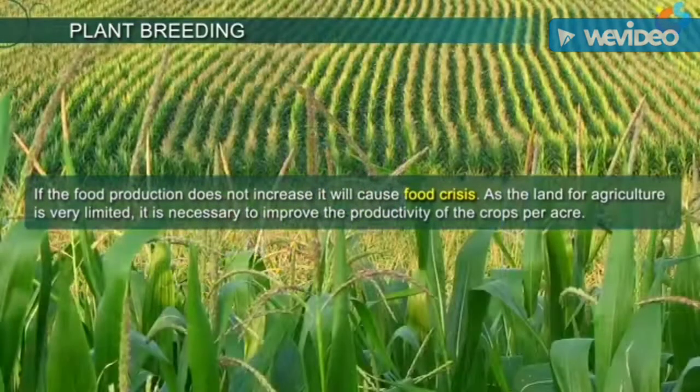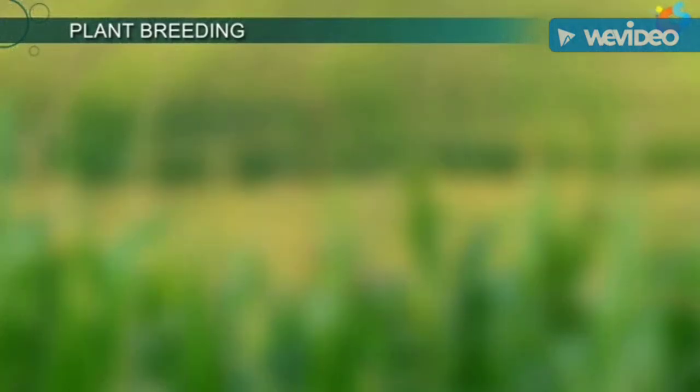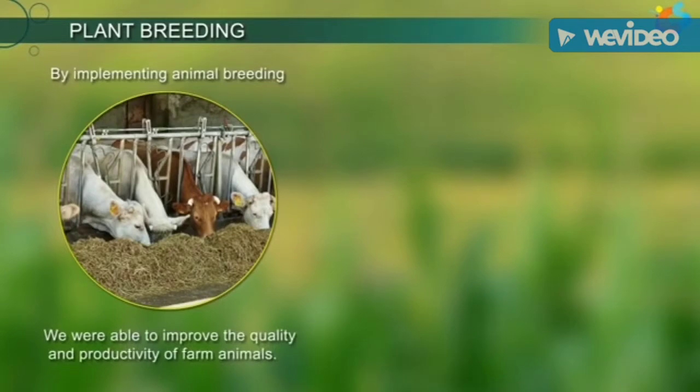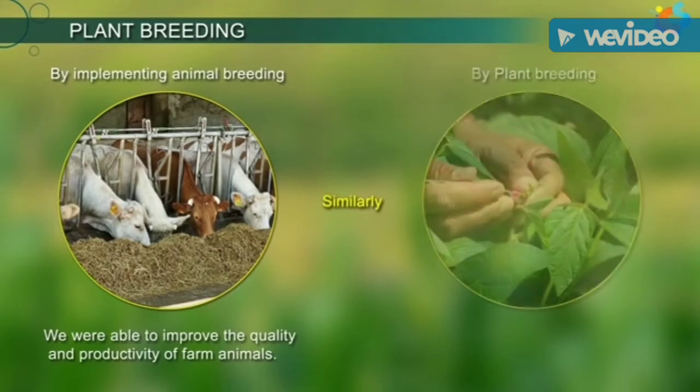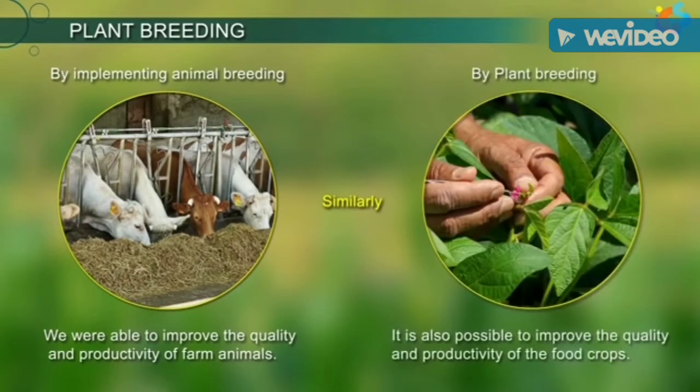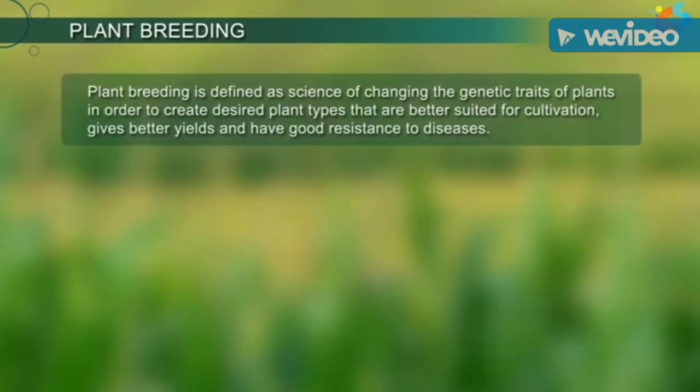As the land for agriculture is very limited, it is necessary to improve the productivity of the crops per acre. Previously, we have learnt that by implementing animal breeding, we were able to improve the quality and productivity of farm animals. Similarly, by plant breeding, it is also possible to improve the quality and productivity of the food crops. Plant breeding is defined as the science of changing the genetic traits of plants in order to create desired plant types that are better suited for cultivation, give better yields, and have good resistance to diseases.